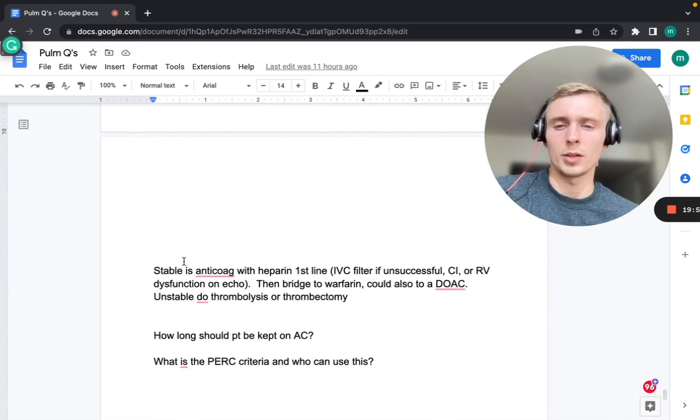If they are stable, we can do anticoagulation with heparin as first line. And we also need to know that an IVC filter, if they are stable, can be used in 3 conditions.